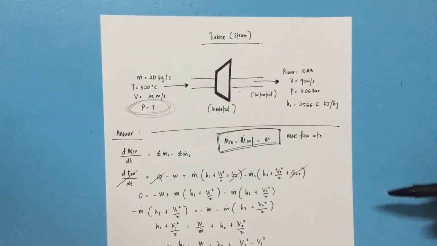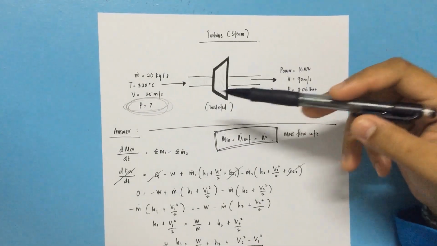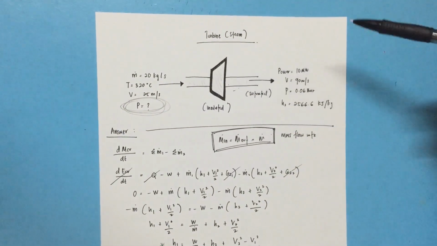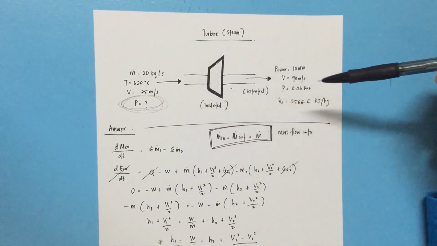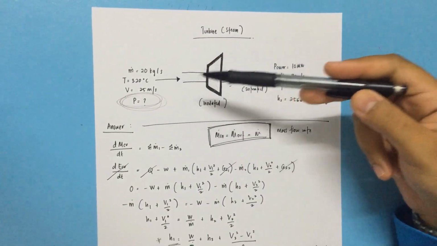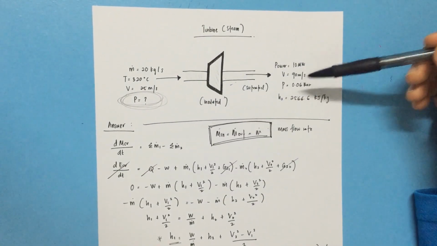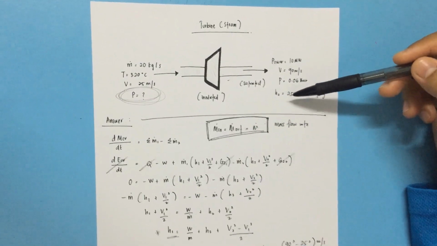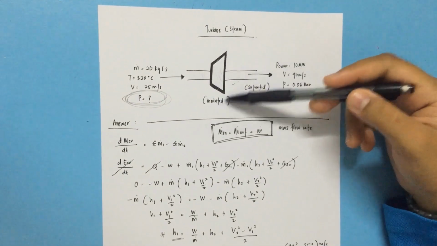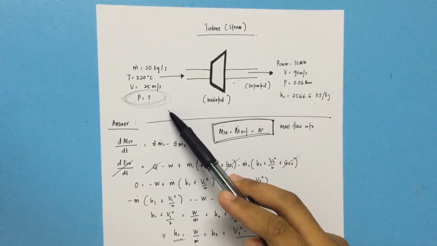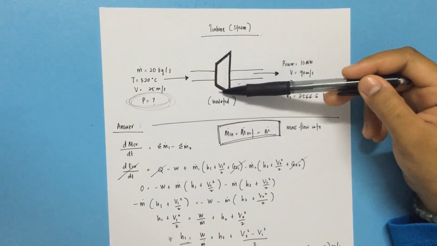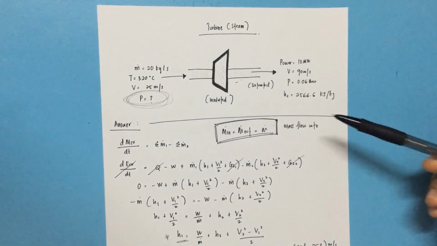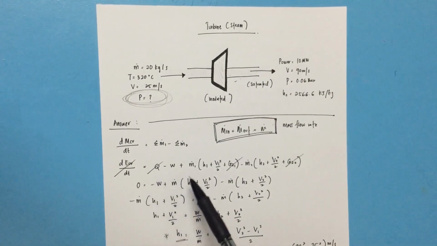So for the second question, we need to find the pressure for the steam turbine. Given here are some of the information such as mass flow rate, temperature, velocity, pressure, power, and enthalpy for part 2 of the steam turbine. The pressure we need to find is from the first part of the steam turbine. So we proceed with the answer.